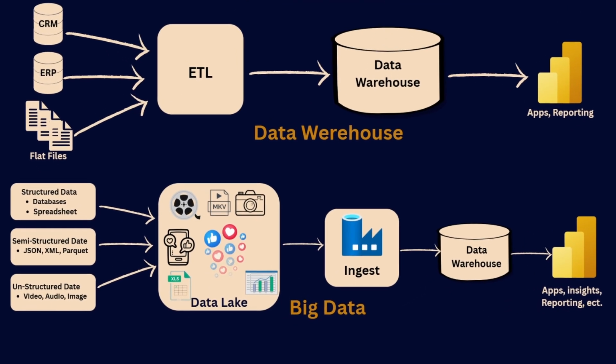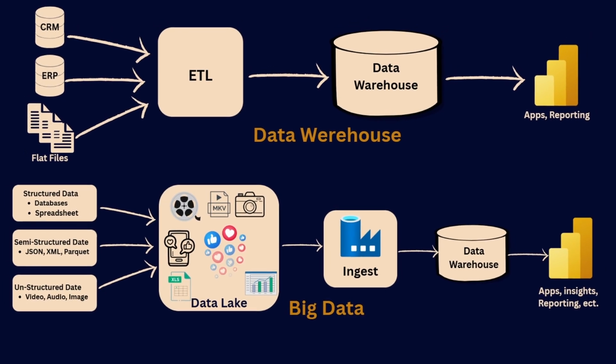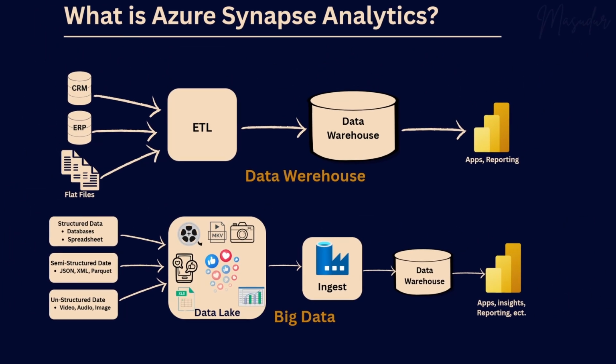In the world of big data, information comes in many forms. We have structured data like databases and spreadsheets, semi-structured data such as JSON, XML, and Parquet files, and unstructured data like videos, images, and audios. All of these are stored in a data lake where raw data from different sources is collected together. Next, it's ingested into a data warehouse where it's cleaned, organized, and optimized for analysis. Finally, the data powers applications, insights, and reports, helping businesses make data-driven decisions.